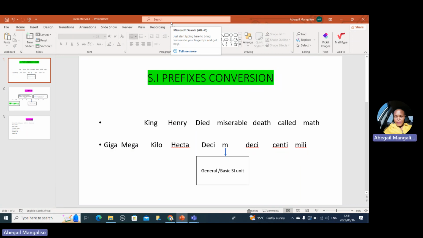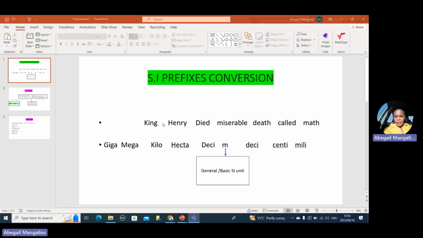Okay, guys, I'm going to explain the SI prefixes. There is a sentence that is popular in maths. It says, King Henry died a miserable death called math. It's easy to remember, and it makes the conversion easier.